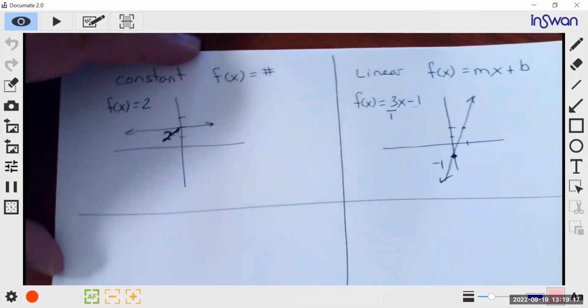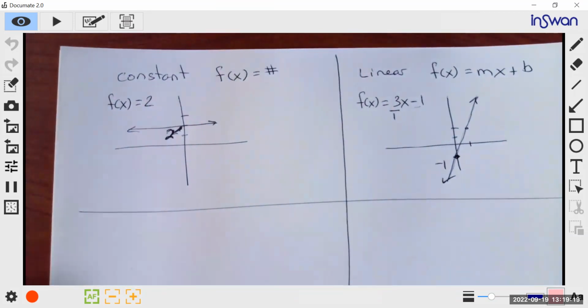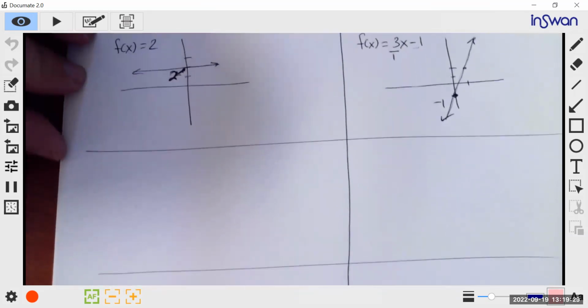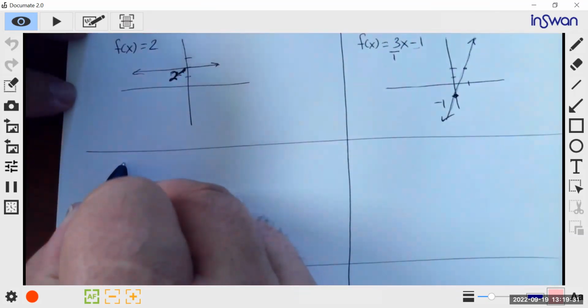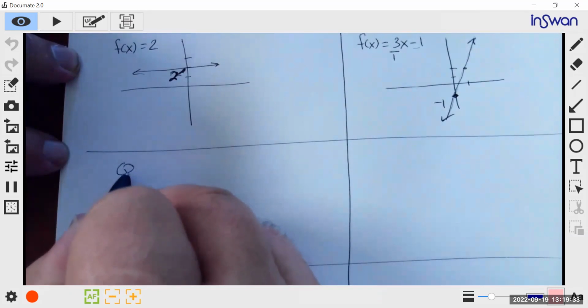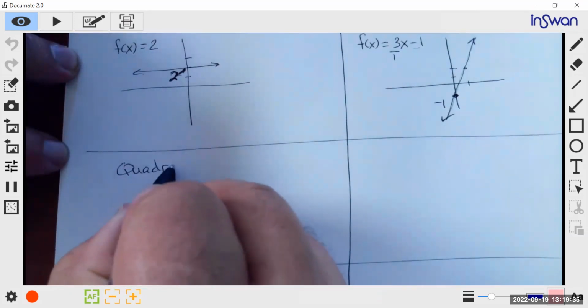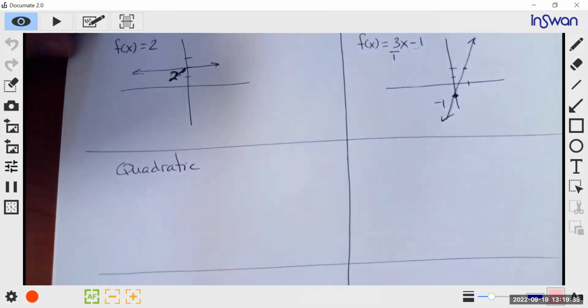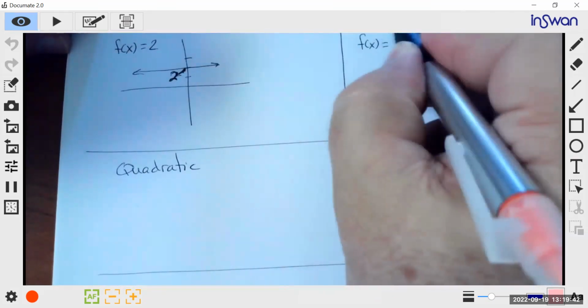And hopefully after this week, you'll have enough information so I can give you any type of function and you can tell me the basic shape of it, what it's gonna look like. All right, next ones. The next one's a quadratic function. Constant, linear, quadratic.